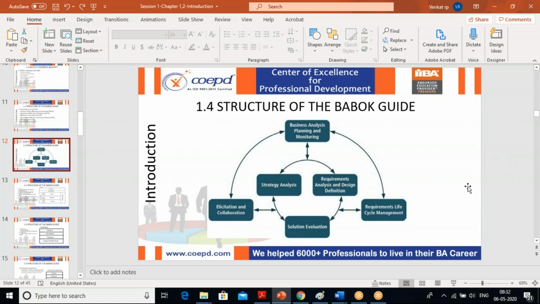And then we will go with requirements lifecycle management. Requirements lifecycle management means how we are going to actually handle the requirements. What is the approach of handling the requirements? That is what we are going to understand in requirements lifecycle management.